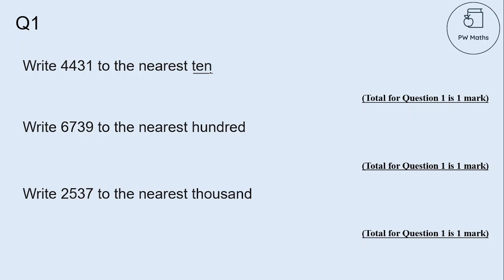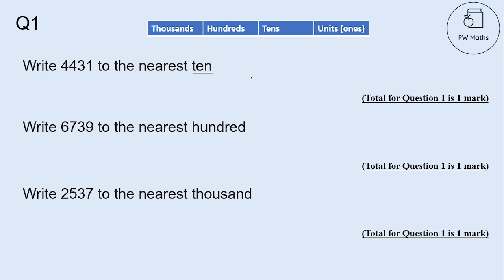So this first question, for example, is asking us to round to the nearest 10, the second question to the nearest 100, the third question to the nearest 1,000. So we need to look at our place value columns for this one. So we know we've got units, tens, hundreds and thousands. So we're going to go units, tens. This one's asking us to round to the nearest 10. So we're going to look here and then we need to look to the number next to it.